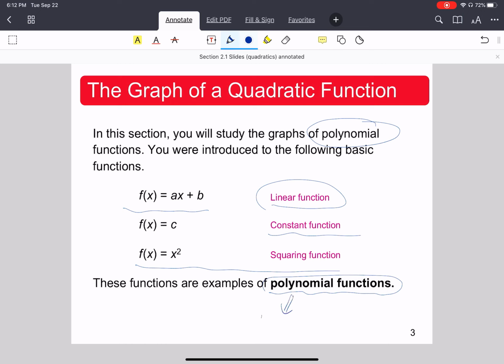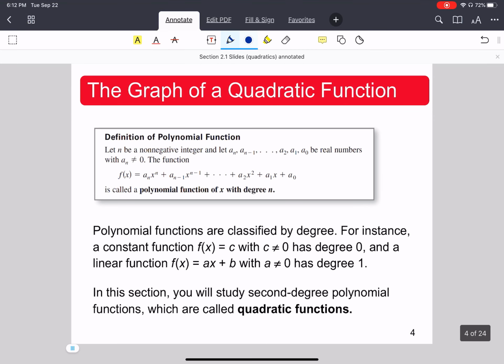Polynomial is a general term that we're going to define in the next slide. So polynomials are more like an umbrella term for functions. So here's the definition of polynomial function. Let n be a non-negative integer and let a sub n, a sub n minus 1, all the way to a sub 2, a sub 1, a sub 0 be real numbers with a sub n not 0. Then the function f of x equals a sub n times x to the n plus a sub n minus 1 times x to the n minus 1 all the way to a1x plus a0 is called a polynomial function of x with degree n.